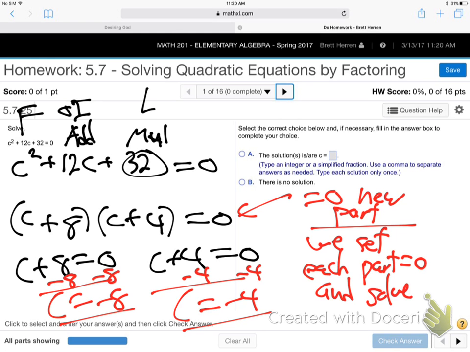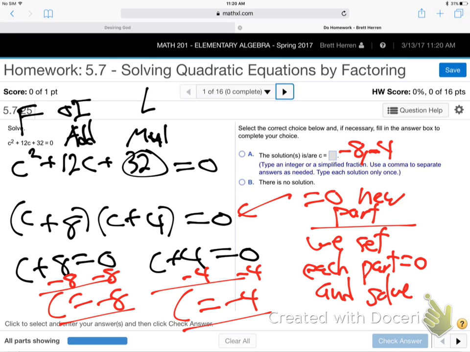The way Math Excel wants you to type it in is both answers with a comma. The order doesn't matter. You could put the minus 4 first, then the minus 8, but just list them both with a comma. That's what they want. Those are the two answers that make the equation true. Either one of those makes the equation true.